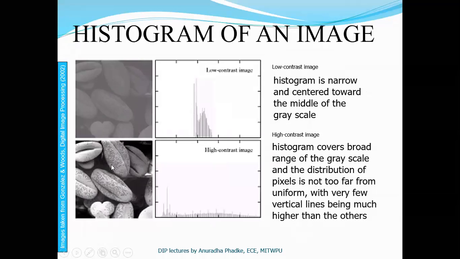And this last one is an example of a good contrast image. Here, the histogram covers a broad range of the grayscale and the distribution of pixels is not too far from uniform. We can say it is approximately a uniform distribution. Of course, there are a few peaks, vertical lines in the lower portion. These are because of the black background in the image. But if you look at the overall nature of the histogram, it is approximately uniform.